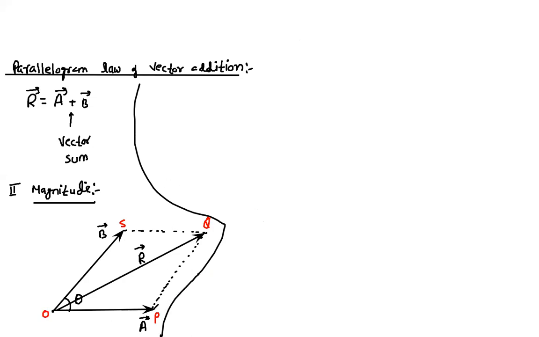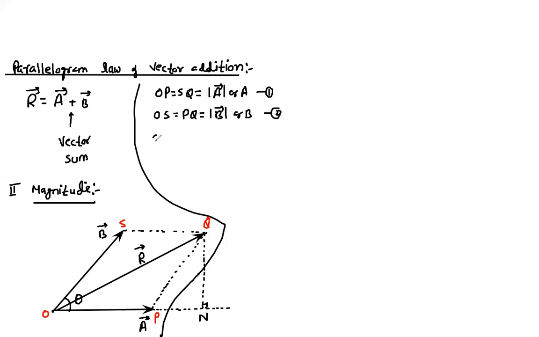So that's the magnitude. We can extend this vector A and drop a normal here. This normal is N. Side OP, which is equal to SQ, is equal to the magnitude of vector A. You can represent your magnitude either like this or this. Side OS is equal to PQ, which is equal to the magnitude of vector B, or just B. OQ can be represented by the magnitude of vector R, or simply R. This is equation number 3. So we represent each vector by the side of the parallelogram.